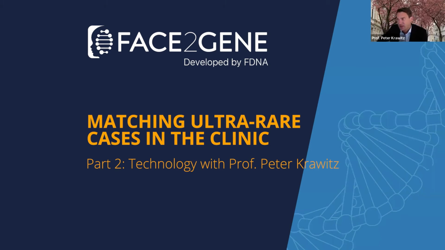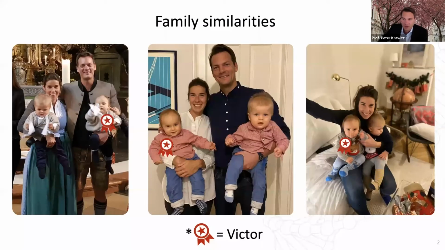Let's think a little bit about what similarity actually means. I have here a photo of my brother and his wife and his two little kids. That's dizygotic twins. And if I'm at a family gathering, we start comparing them to their parents.